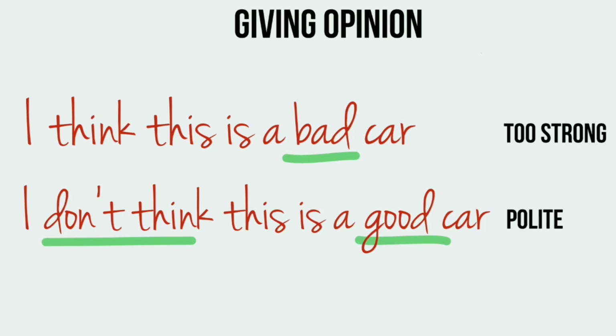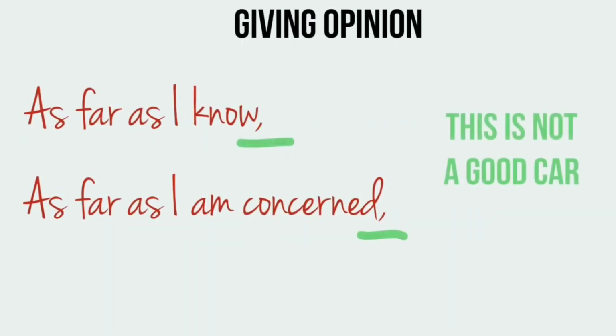If you say, I think this is a bad car, this statement is too strong and sometimes even rude, so you can make it more polite by saying, I don't think this is a good car, making the first part negative and the second part positive. The phrases as far as I know and as far as I'm concerned are used with a comma. For example, as far as I know, this is not a good car. As far as I'm concerned, this is not a good car. The first phrase, as far as I know, is more about knowledge, or you're being informed about this. And as far as I'm concerned is more about opinion.